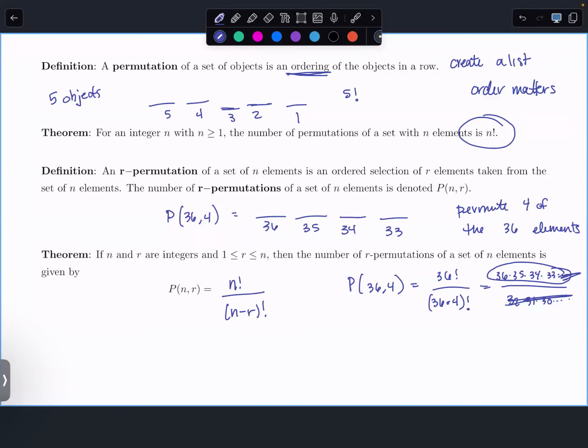This is 36 minus 4 factorial, which would be 32, 31, 30, and so on all the way down, with 36 factorial up on top. So the 32s and on are going to cancel, and you're left with 36 times 35 times 34 times 33. No, just 33. Stop it.